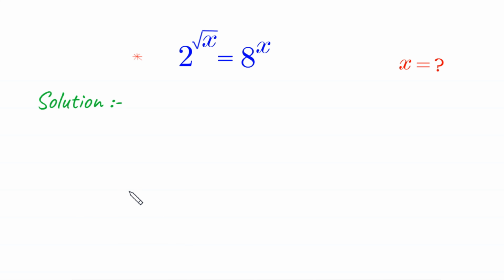Hello everyone, welcome to how to solve this very nice exponential equation: 2 to the power root x is equal to 8 to the power x. Our job is to find all possible values of x. So let's start.